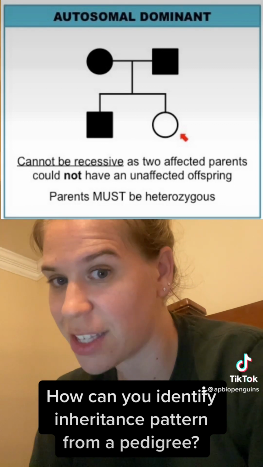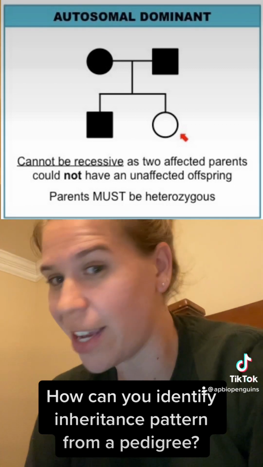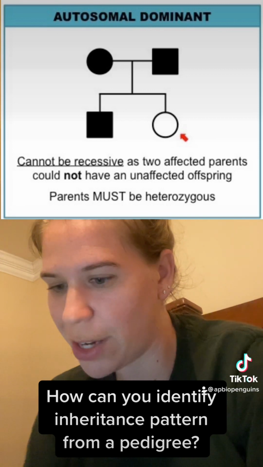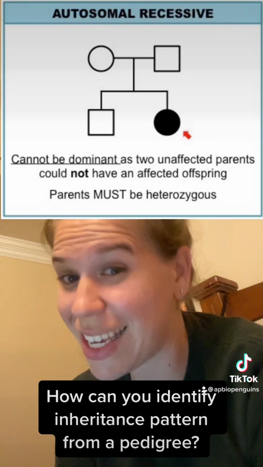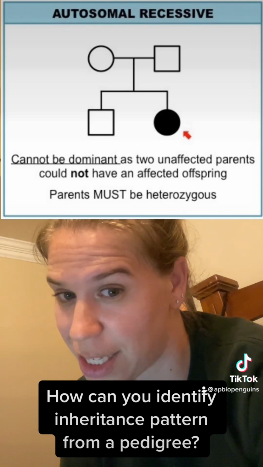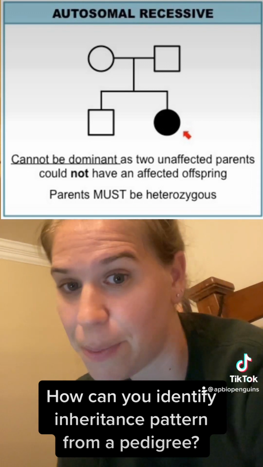Autosomal dominance is kind of hard to spot, but you'll notice here that we have two affected individuals that have an unaffected offspring, which tells us the trait cannot be recessive, because there's no way to hide a dominant allele. Versus with autosomal recessive, it can be hidden. So you could have an affected individual from two unaffected parents.